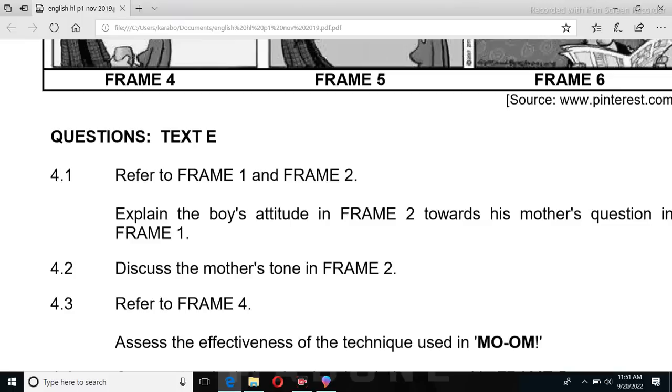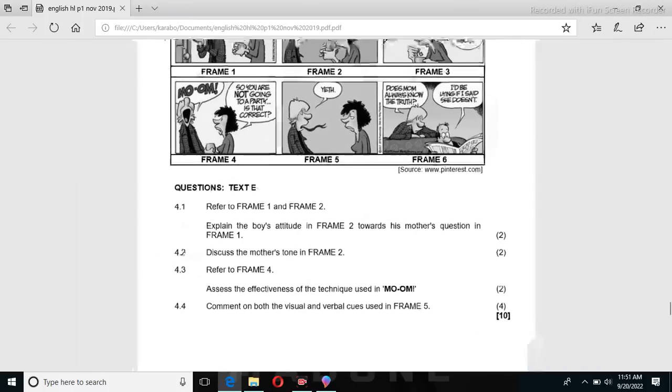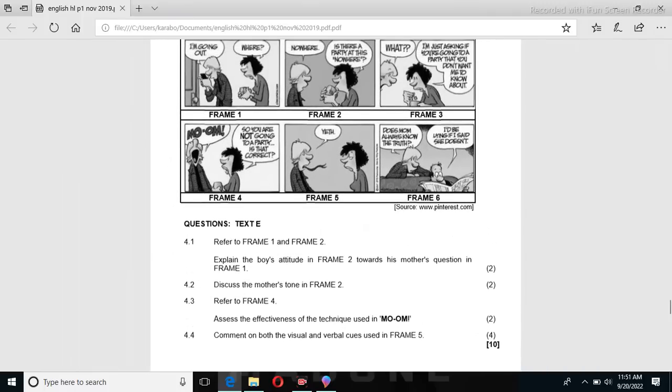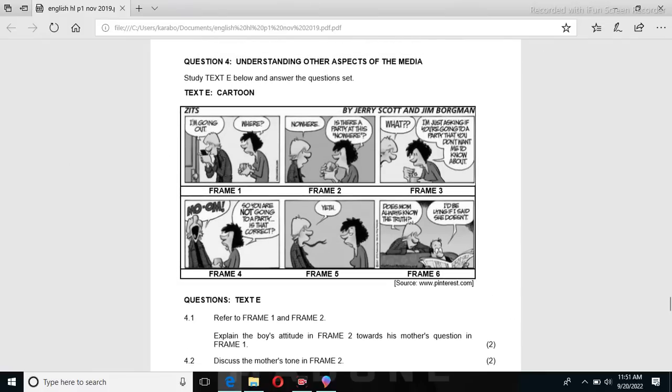Okay, guys, 2 marks for free. And that's how we do a cartoon, guys. That's how we do a cartoon when it comes to answering the questions. Listen to me. When it comes to answering the questions.